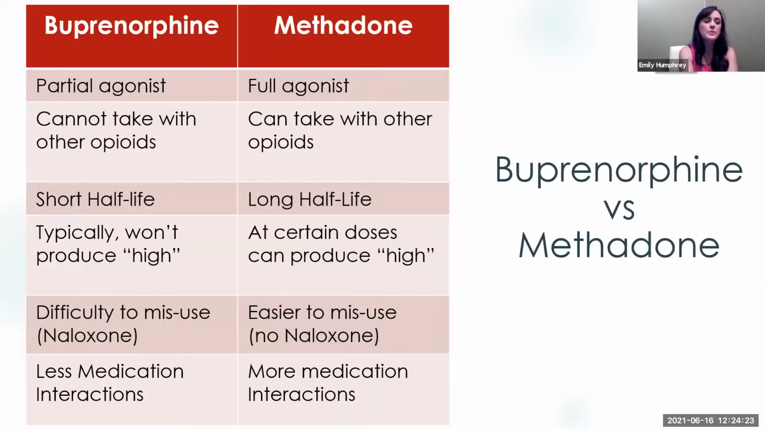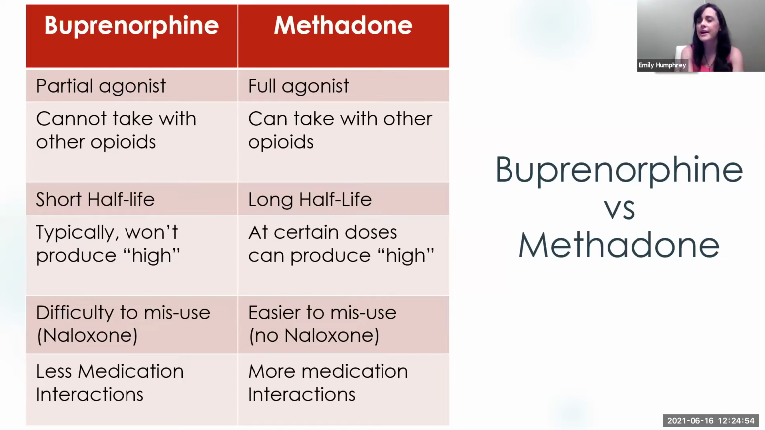So let's compare buprenorphine and methadone just a little bit. Because methadone, as mentioned, has been on the market since about the 70s, so it's much more well known, but there are some key differences. So going back to our previous talk about agonists, buprenorphine is a partial agonist. Methadone, on the other hand, is a full agonist. Buprenorphine, since it binds more strongly, you cannot mix it with those other opioids. Methadone, on the other hand, you can take with other opioids, and there can be a synergistic effect.